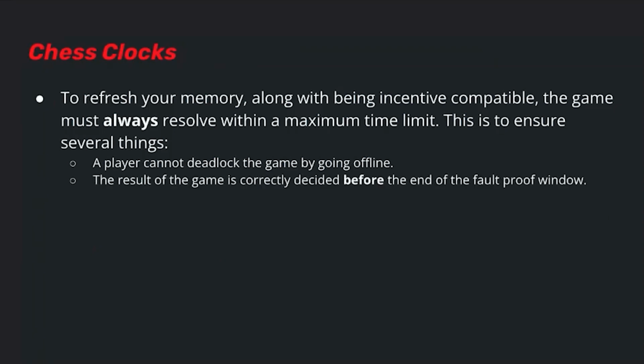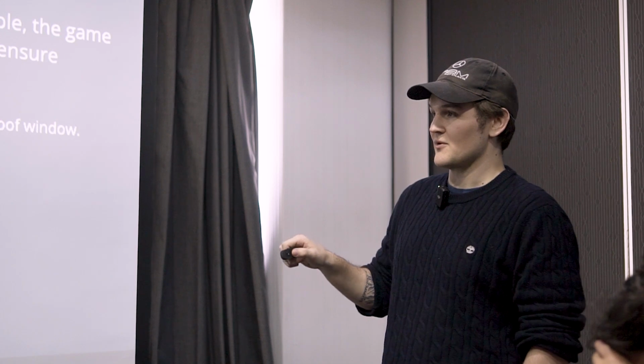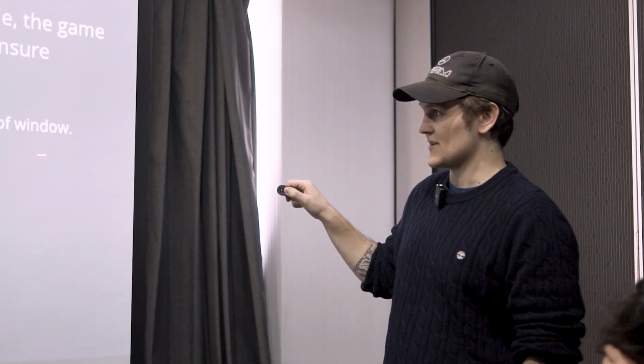And also, we need to make sure that the result of the game is correctly decided before the end of the fault-proof window. This is super important so that if somebody creates an invalid root claim on something, we can take action before that fault-proof window actually passes. So we introduce a chess clock, which is exactly what it sounds like. Whenever you play chess, you make your move, you hit your clock, the other person's clock starts ticking, and back and forth and back and forth.